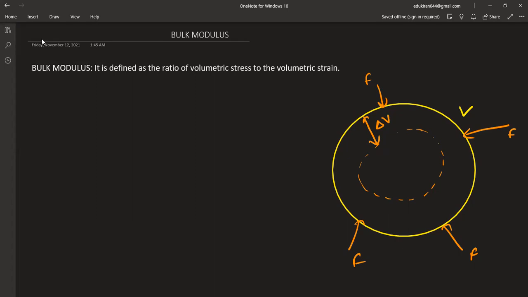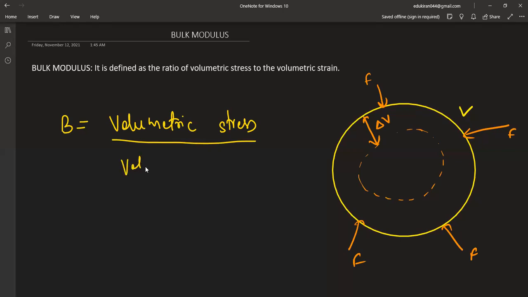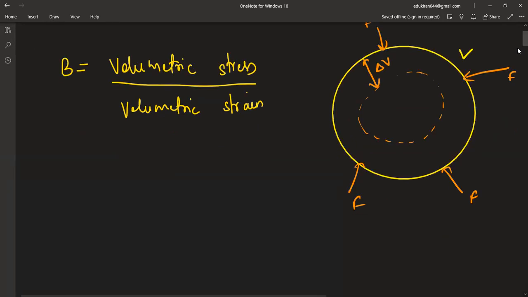So it is defined as the ratio of volumetric stress to the volumetric strain. The definition of bulk modulus is the type of stress that will be involved, volumetric stress, divided by volumetric strain. So this is the change in volume that will be there. All the forces will be acting from different directions. Now the final formula that we get is for bulk modulus.